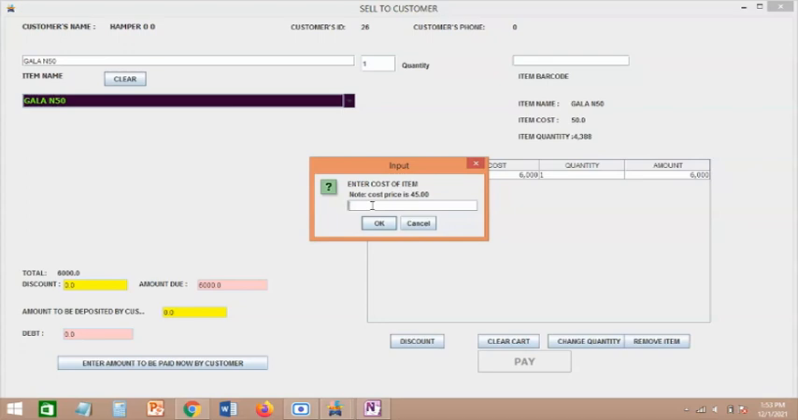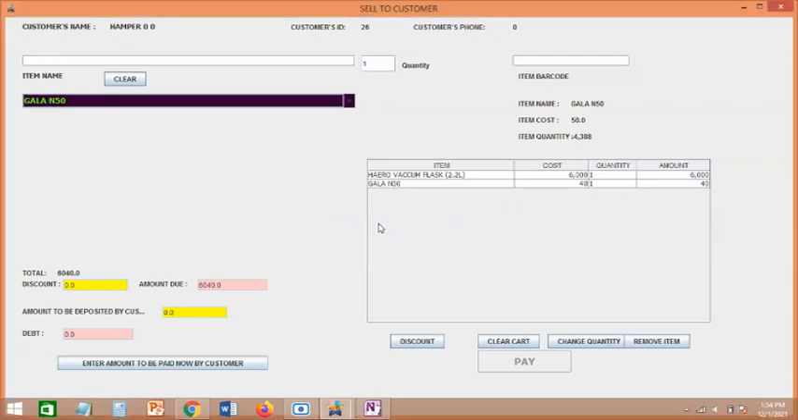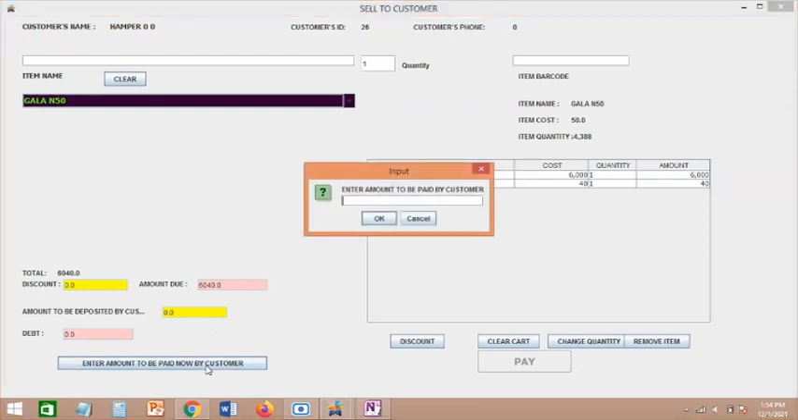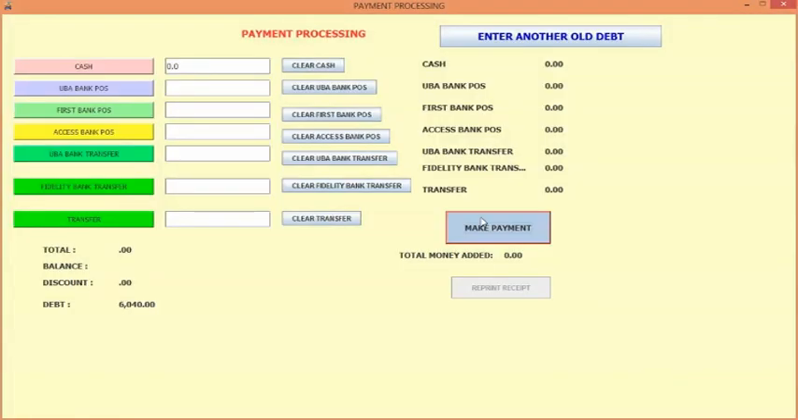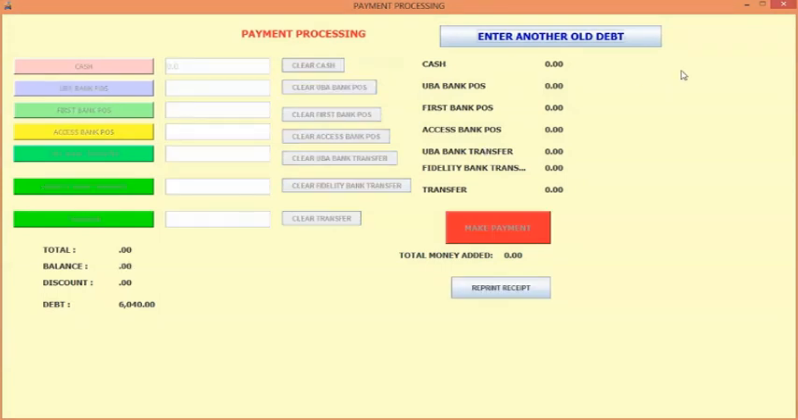and gala, which is 15 naira. It asks me what price he bought the gala at. Maybe at the time he purchased it, he bought it for 14 naira. 14 naira. Okay. Now it asks, how much did he pay? His total price is 6,014 naira. Maybe he didn't pay anything. I put 0. Enter 0. I just go on and say make payment.